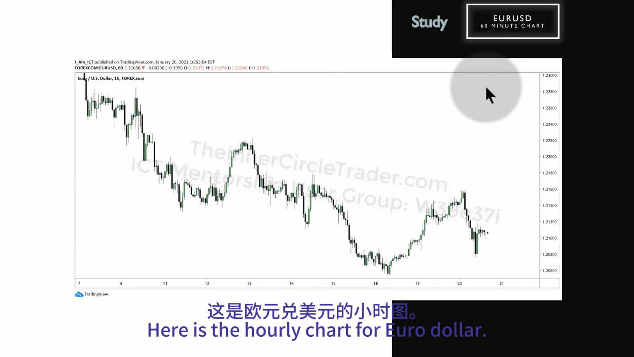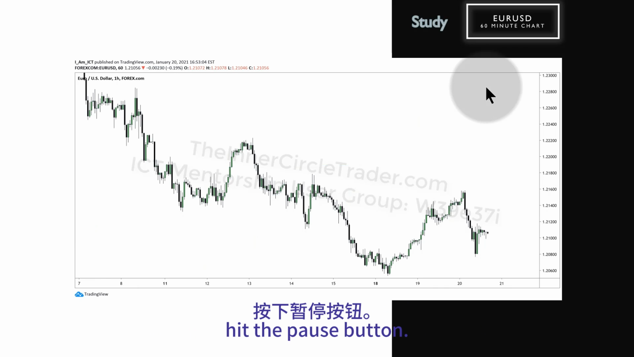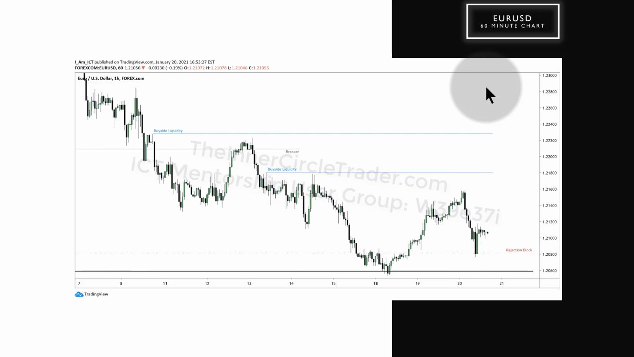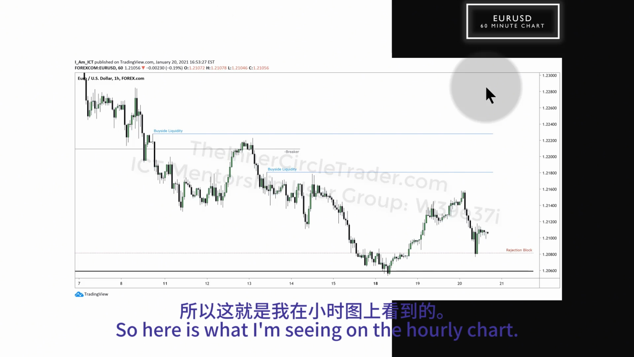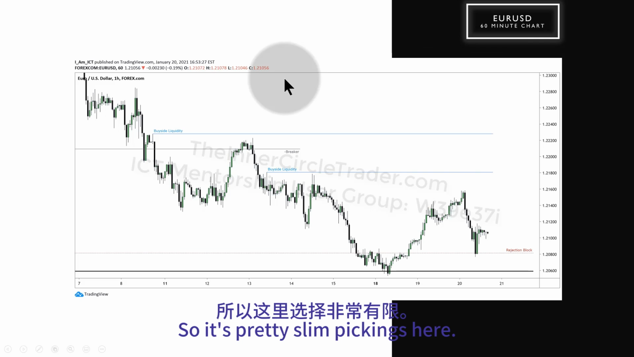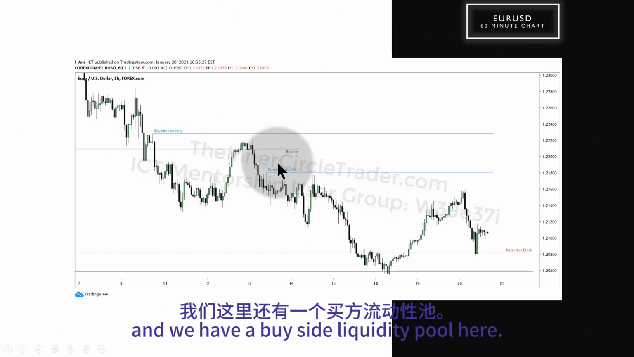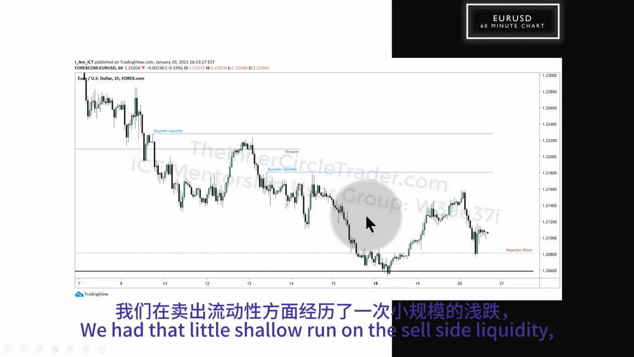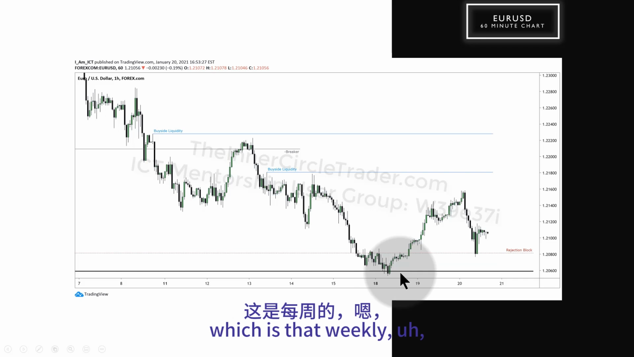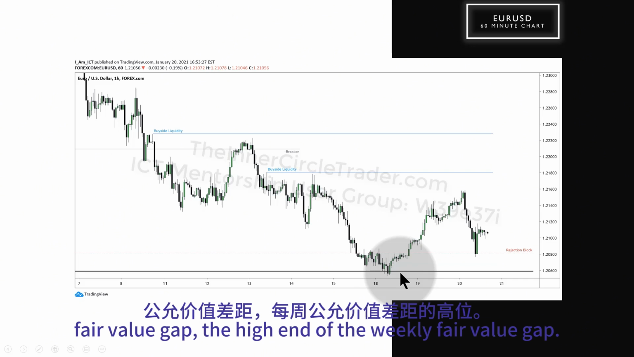All right, here is the hourly chart for euro dollar. If you're not ready, hit the pause button. Okay, so here is what I'm seeing on the hourly chart. So it's pretty slim pickings here. We have a buy side liquidity pool here, and we have a buy side liquidity pool here. We had that little shallow run on the sell side liquidity, which is that weekly fair value gap, the high end of the weekly fair value gap.